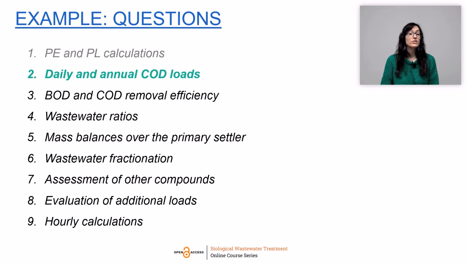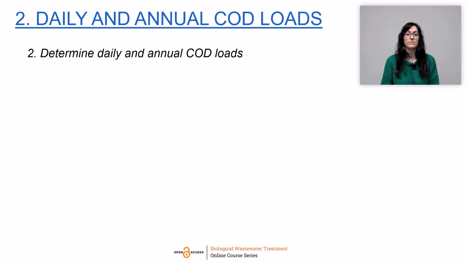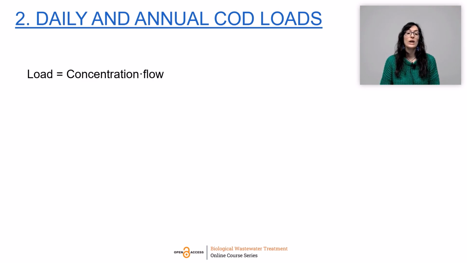We have answered the first question of this example, so let's go now to the second one on daily and annual COD loads. And for this, we will actually have to calculate what is the daily and the annual COD load of this plant. To calculate a load, which is usually expressed as mass per unit of time, we have to multiply the concentration by the flow.